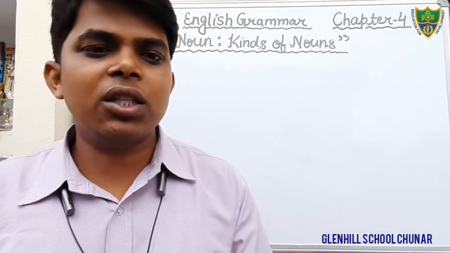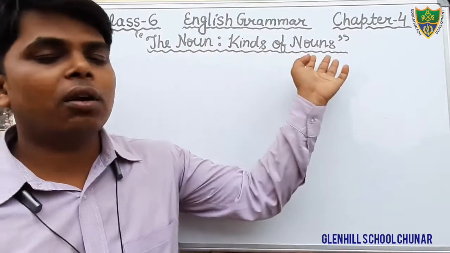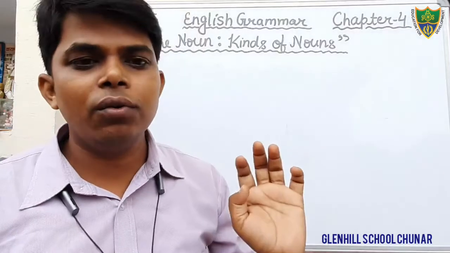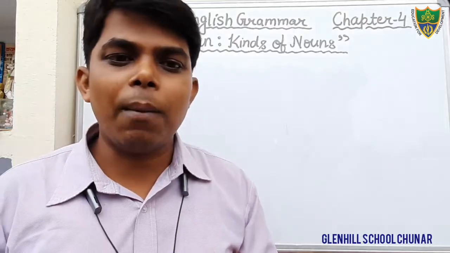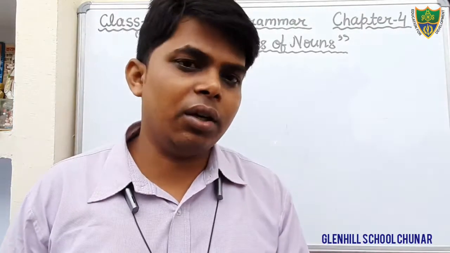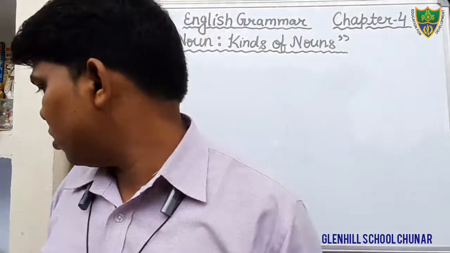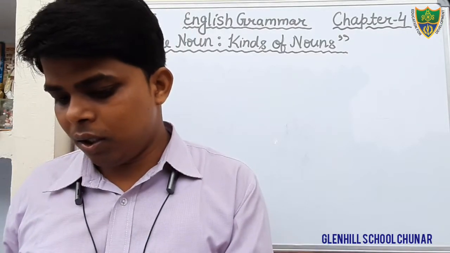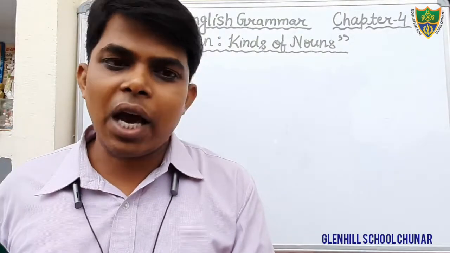Dear students, in the previous classes we were discussing chapter number 4, Noun, Kinds of Noun. In this chapter I have completed the definition of noun and kinds of noun, and in the kinds we have discussed proper noun, common noun, collective noun, material noun and abstract noun. I have also completed the exercises given in chapter number 4 at page numbers 17, 18 and 19.